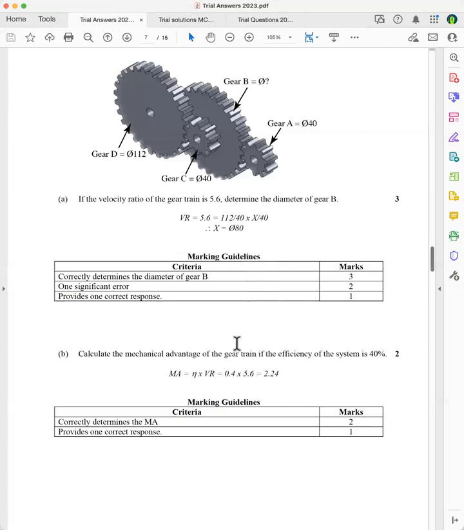But because this is 40%, you multiply the velocity ratio by the percent. You don't use percentage, you've got to use a decimal. So 40%, you divide that by 100, and that's 0.4. So that's 0.4 times 5.6, and that gives you the mechanical advantage of 2.24.